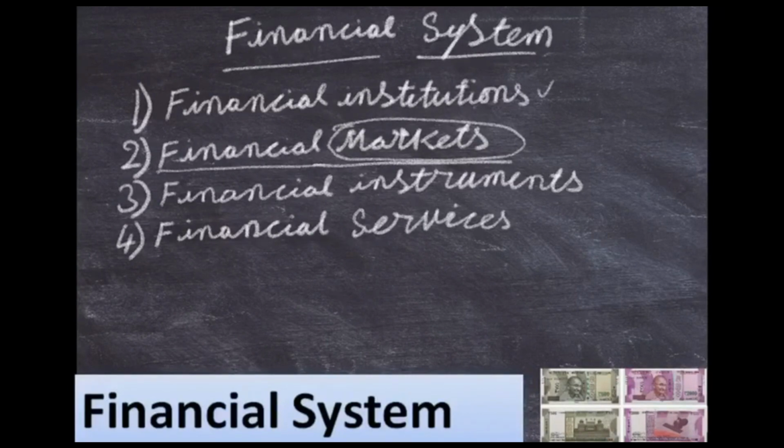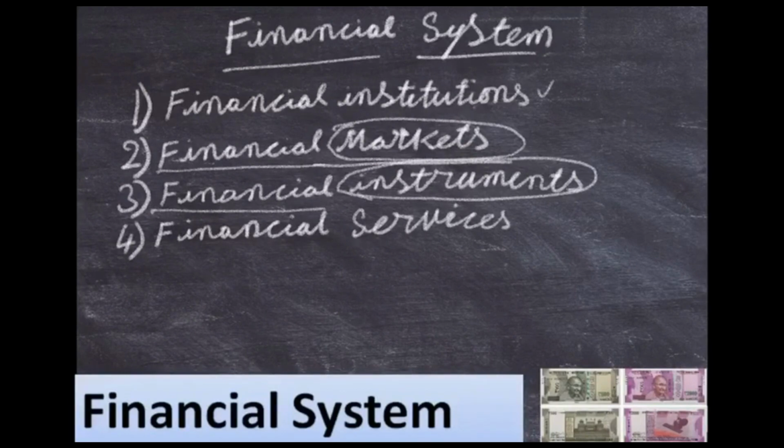And next, financial instruments. What do you mean by instrument? I think you know about guitar. Guitar is an instrument. Tabla is an instrument. Likewise, there are so many instruments, but here we are talking about financial instruments. What do you mean by financial instrument? A financial instrument is a monetary contract between parties. Or financial instrument is also called evidence of any contract between two parties.